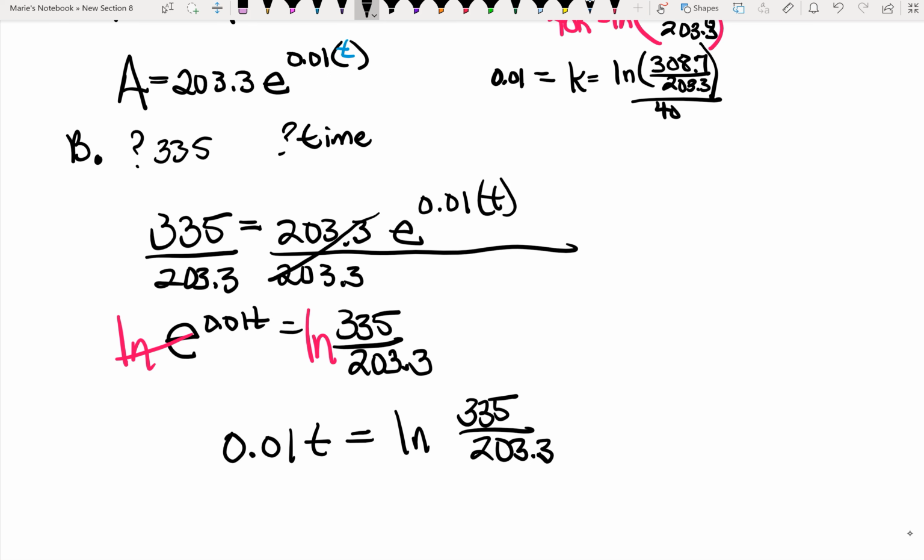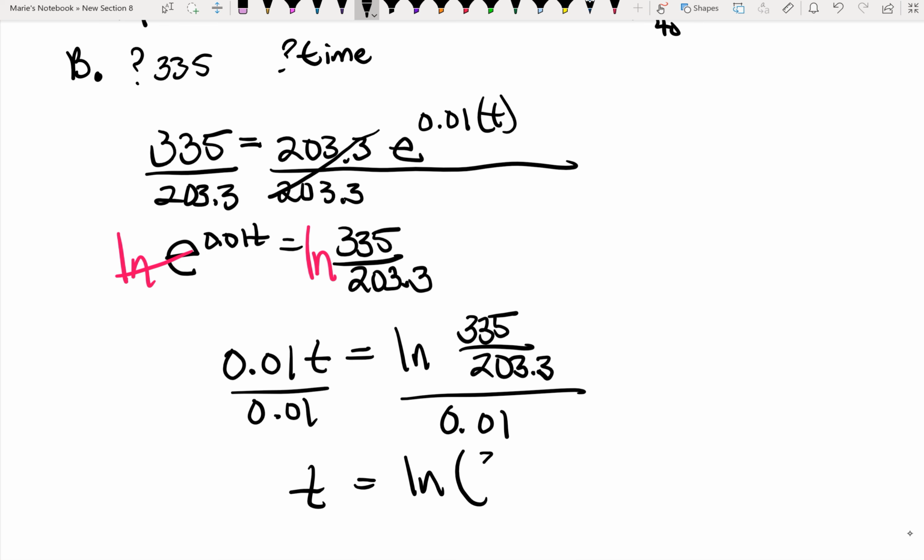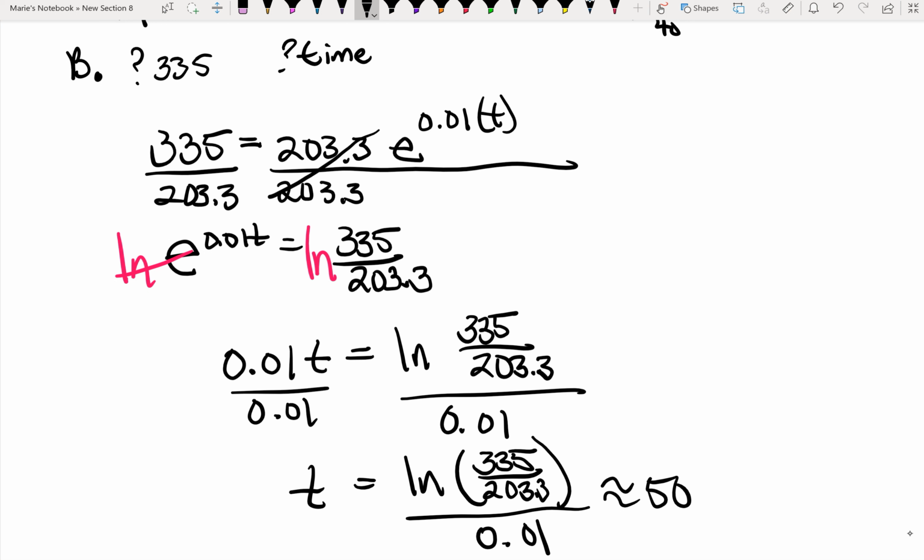And second to last step is we're going to find t by dividing by 0.01 on both sides. So 0.01. This leaves us t is equal to the natural log of 335 million divided by 203.3, and all of that divided by 0.01. You should get approximately 50 years. Okay, and so that is the gist of this question. It takes a little bit of time when you do it at first.